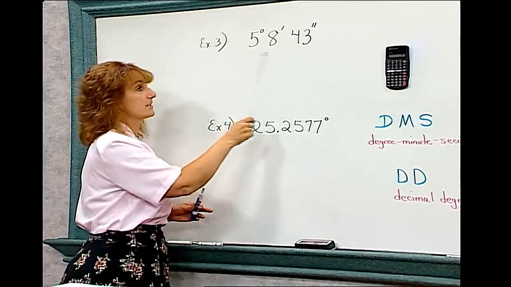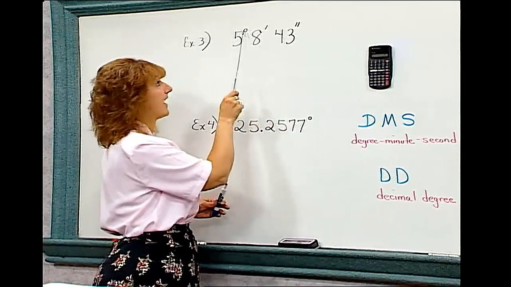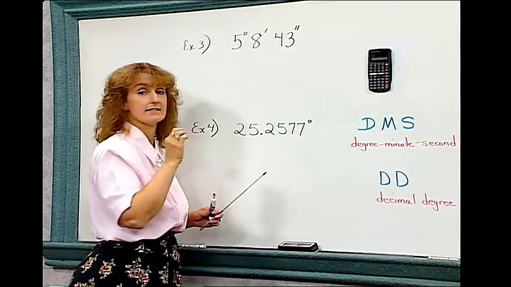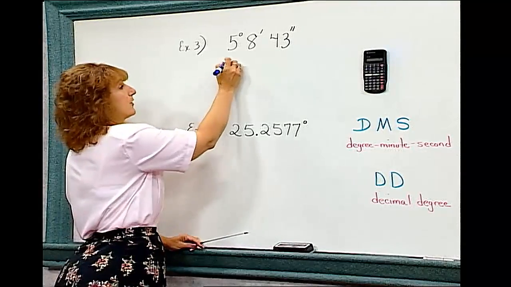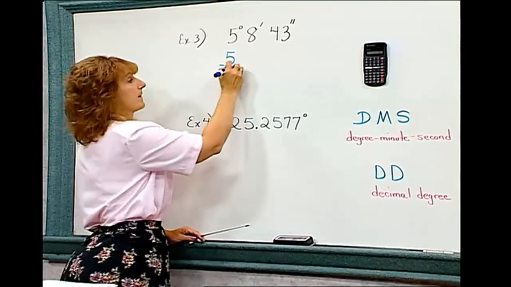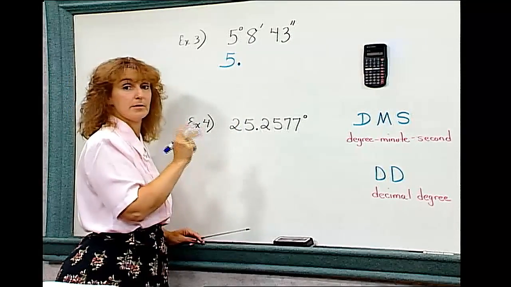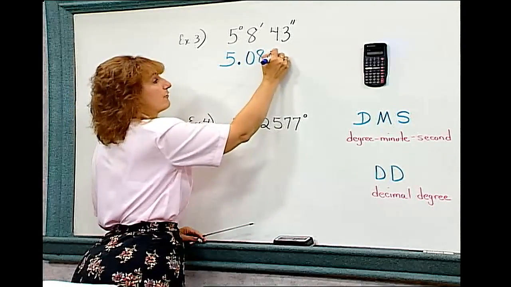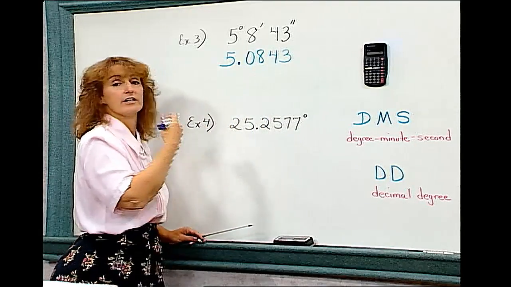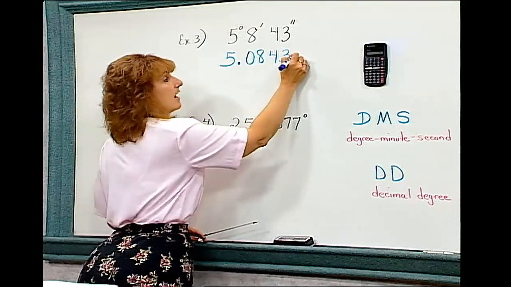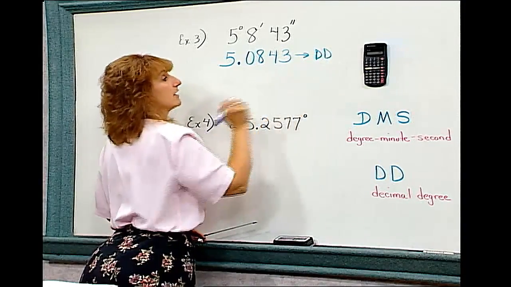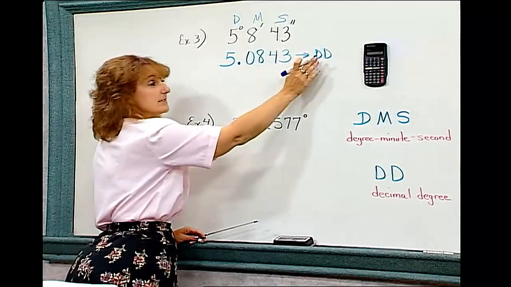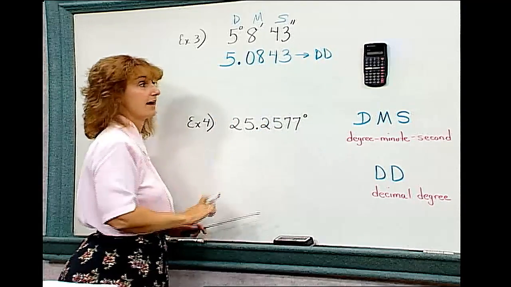In order to enter this number in a calculator that does not have a degree, minute, and second button, we need to put it into the calculator as a decimal. To do that, I'm going to put in 5 degrees. It's 8 minutes, but minutes could have 2 digits, so I need a placeholder 0. 8 minutes, 43 seconds. And I want to change that into decimal degrees. It's already in degrees, minutes, seconds. So since I'm going to decimal degrees, that's the button I'm going to have to hit.